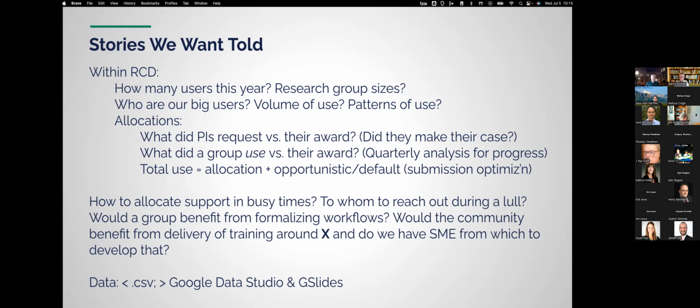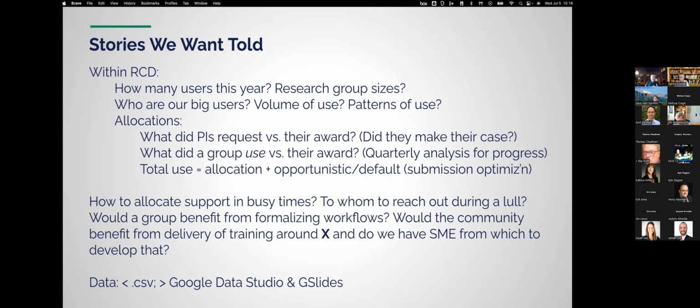So total use is the allocation plus their opportunistic use. And sometimes you'll find that a new grad student may be running everything in default submissions, which means they wait in a queue longer than if they are making use of the allocation. However, if they're just learning how to use the platforms, we don't want them using up the allocation. And so we suggest tuning how they submit jobs a lot of the time.